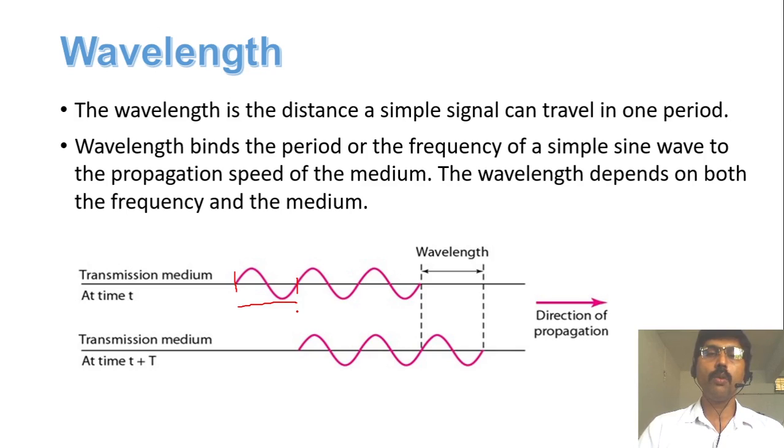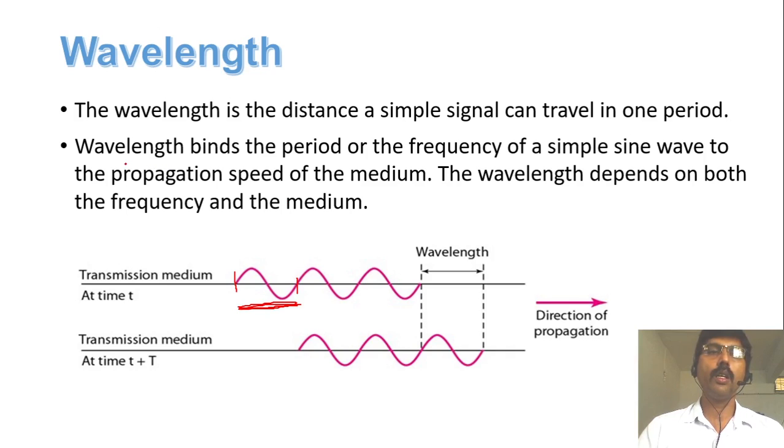Now, in the same way, the period is inversely proportional to frequency. What is the meaning of frequency here? Frequency means how many periods, how many of these cycles can be created within 1 second. The number of periods in 1 second is called frequency. So period and frequency are inversely proportional to each other.